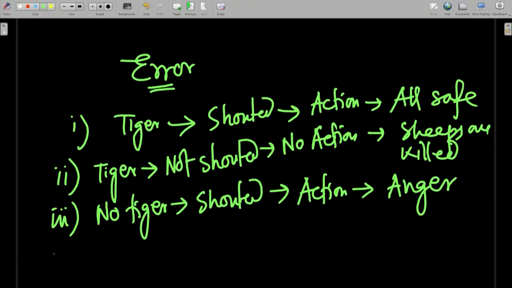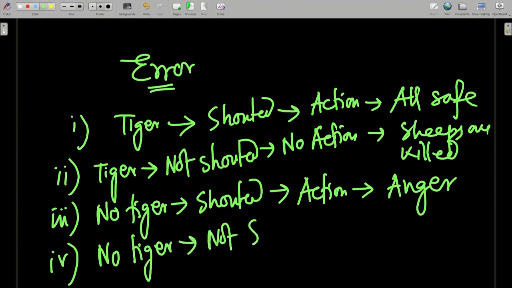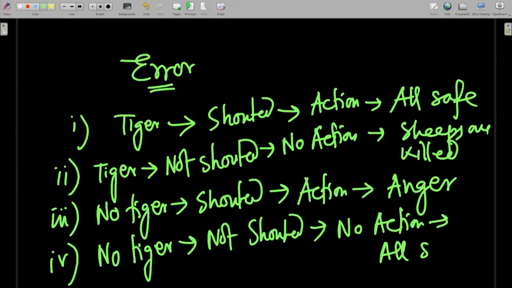Now, let me come to the fourth possibility, and as you may guess by now, the fourth possibility is that there is no tiger and the boy did not shout. Quite naturally there is no action, and the outcome is that there is no change; everybody is as they were, all safe. Let me write down: there is no problem at all.